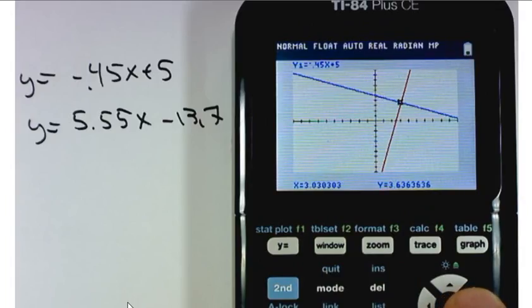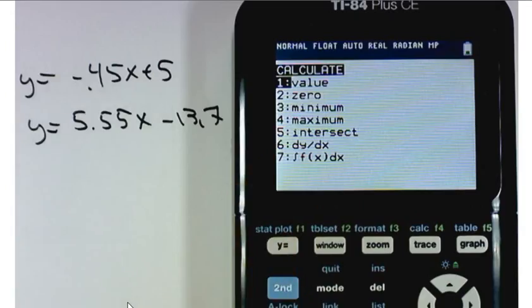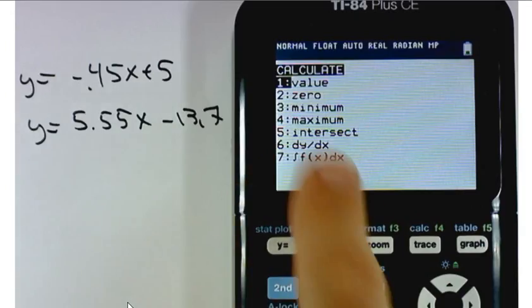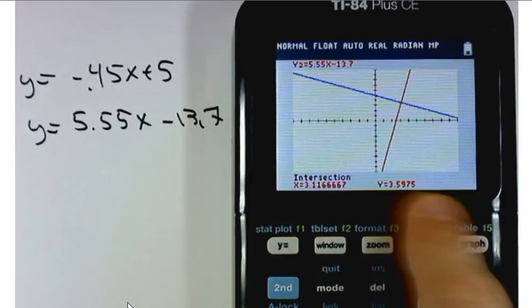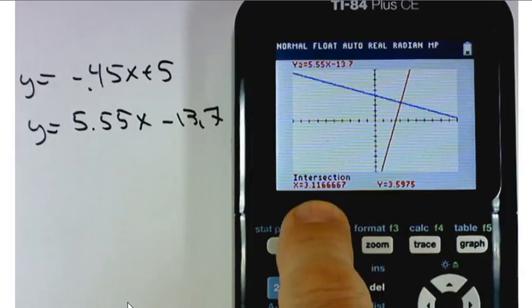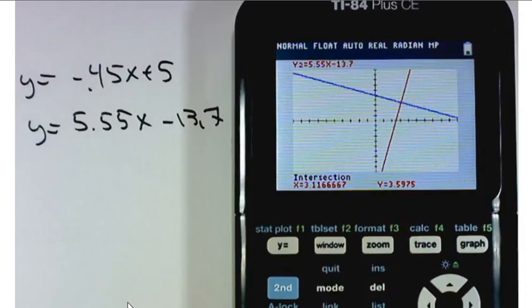If you want an exact solution, you can do that too. Hit the second key, then the trace key. Does there look like something that's interesting off of this menu? Intersect. So just hit enter like 3 times until it gives you the exact solution. 3.11666 and 3.5975. So that's how you would do it on a graphing calculator.